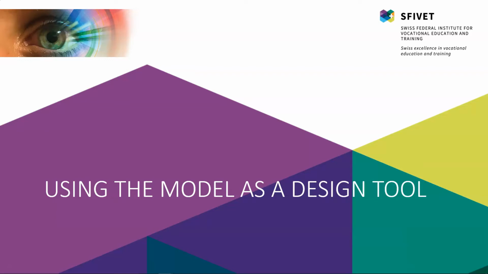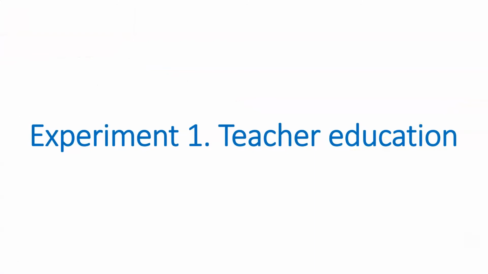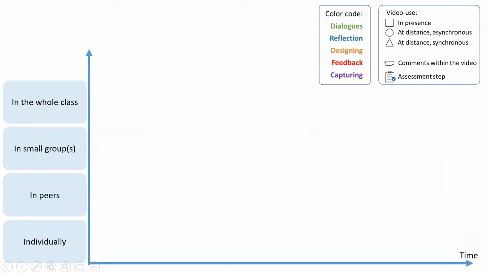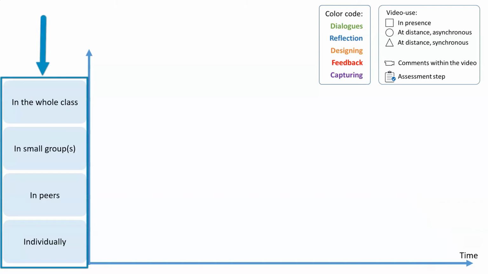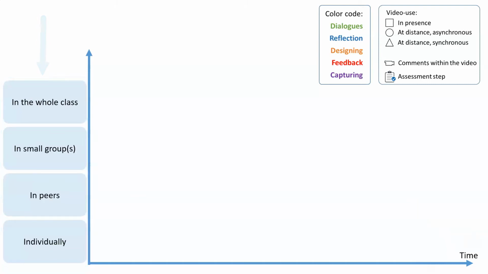And this is what I'm showing you, starting from experiment 1 from SFIVET concerning teacher education and the use of video annotation to support feedback to teachers on their teaching practices, which also corresponds to case 2 in our teacher manual. So here we have our two axes, with time on the x-axis and the different kinds of social possibilities we have on the y-axis.